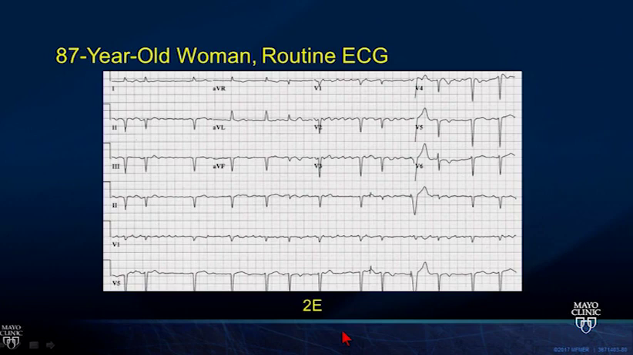All right, moving on. 87-year-old woman, routine ECG. So the implication is that the patient's asymptomatic, at least for the purpose of the boards.